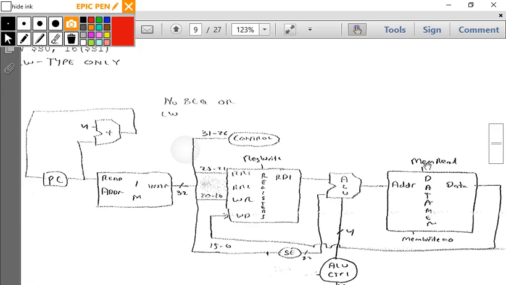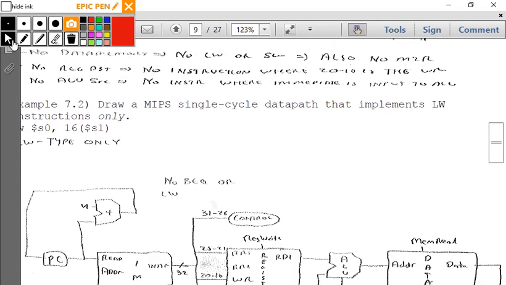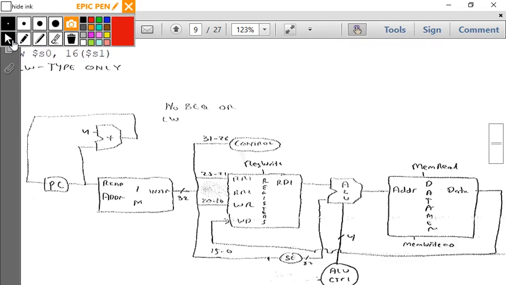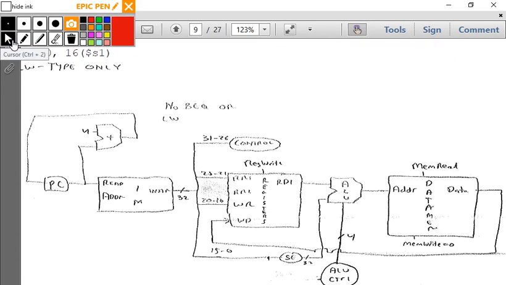Here we see we have the program counter right here. Add PC plus 4. I don't know why it says no VQ or load word. That's wrong. Let me update that answer. Oh, because did the question specifically say load word only? Okay. All right, that's why. Load word only. So no branch equivalent or store word. So we don't need the rest of that for load word.